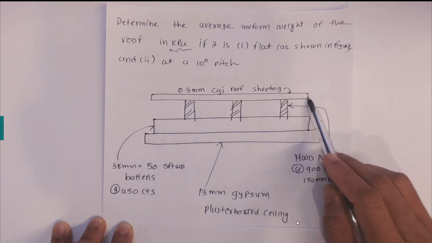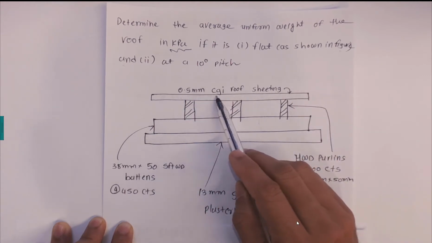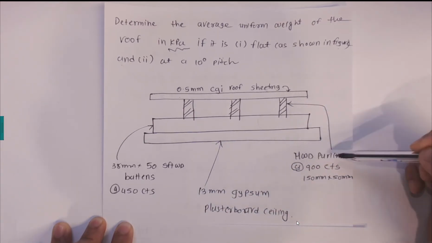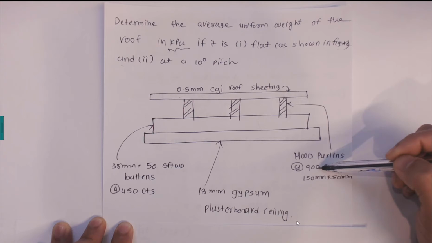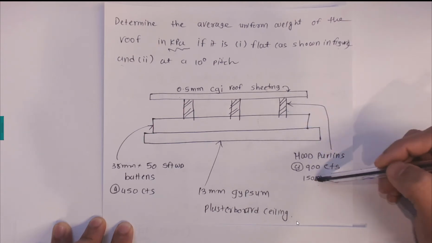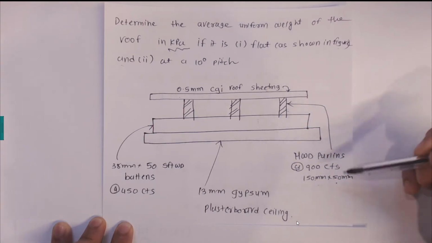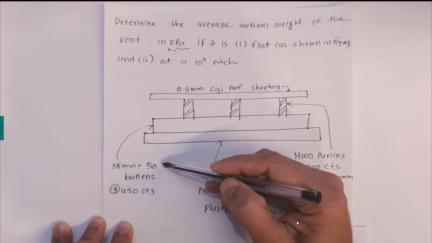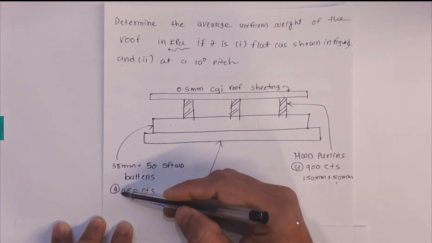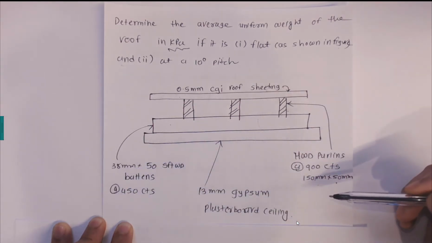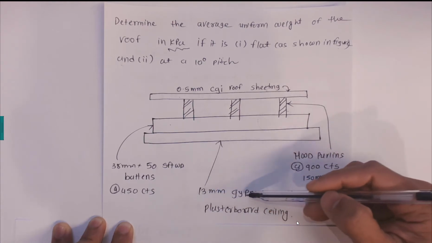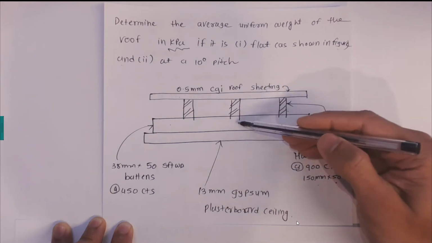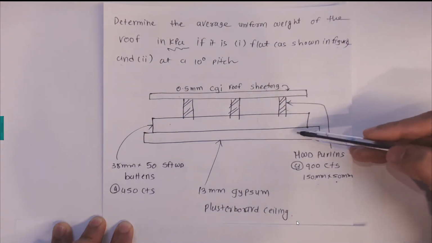The first layer of the roof is 0.5 millimeter CGI roof sheeting. Then the second layer is hardwood purlin, center to center distance 900 millimeters, and the cross section of this purlin is 150 millimeters by 50 millimeters. Now the third layer is the 38 millimeter by 50 millimeter softwood battens, with a center distance of 450 millimeters. The last layer is 30 millimeter gypsum plasterboard ceiling. So the whole roof has four layers, and we will work out each layer one by one.